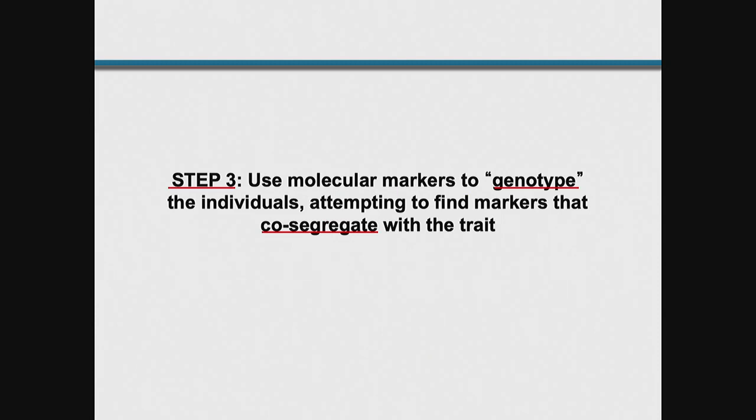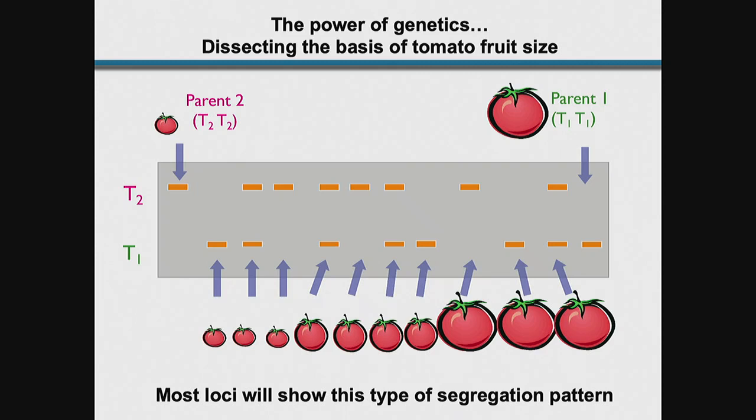So how do we do that? We're basically doing that by using molecular markers distributed across the entire genome to genotype the individuals, and by attempting to find markers that are linked to the trait of interest, that co-segregate with the trait of interest. So how exactly do I do that? Well, this is how I do that, okay?